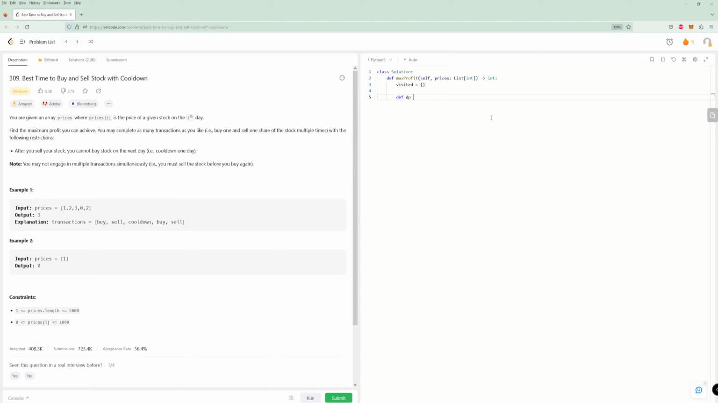Then standard memoization, right? We have an index, we have a holding, and then we have a base case. So if index is greater than or equal to length of prices, that's our base case. Standard memoization as well: we check if our state isn't visited. Okay, now we actually have our dynamic programming part.